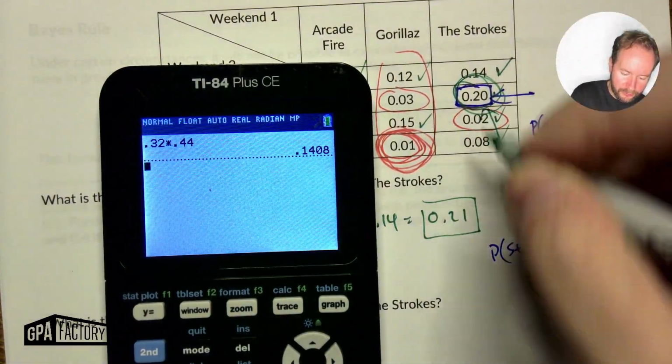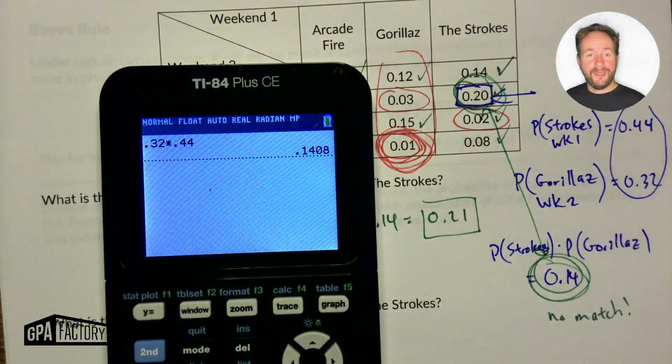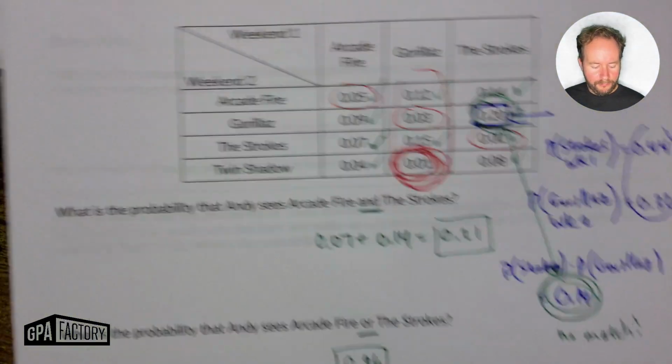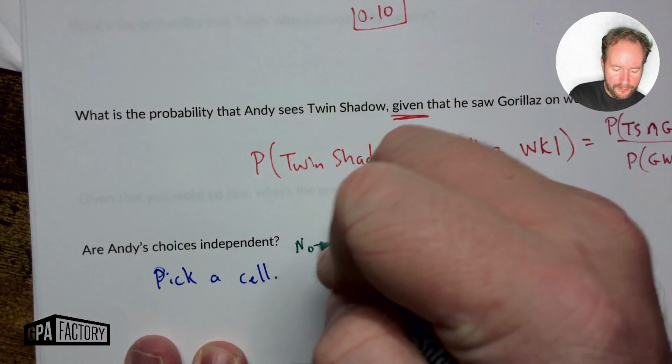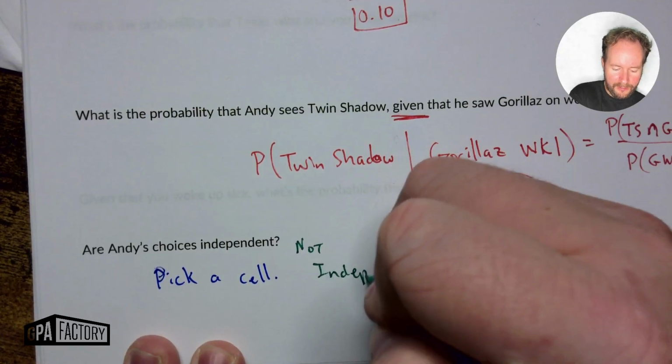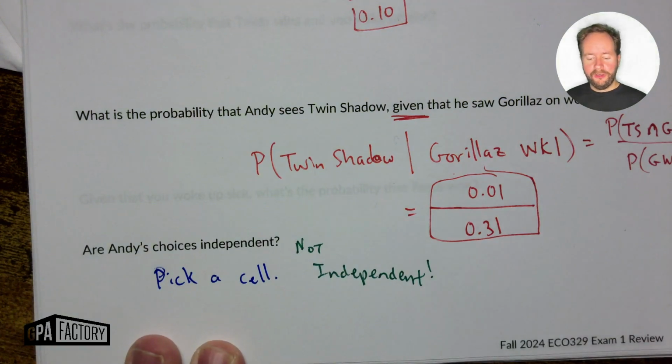These don't match. This value doesn't match this value. No match. And so because they don't match, my choices are not independent. Good. I'm using that independence check to determine whether or not these events are independent.